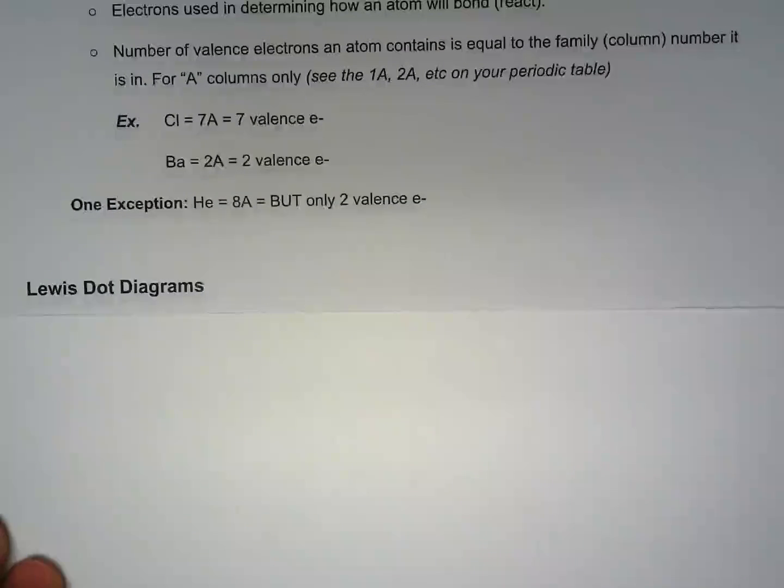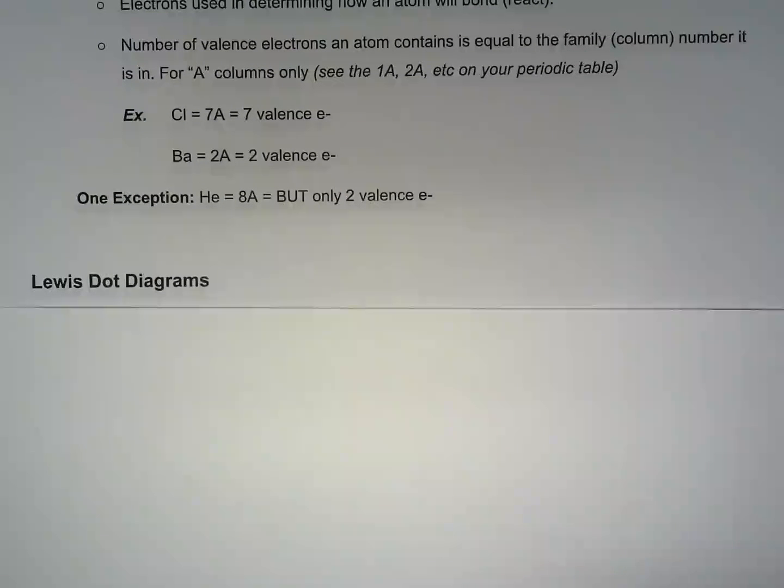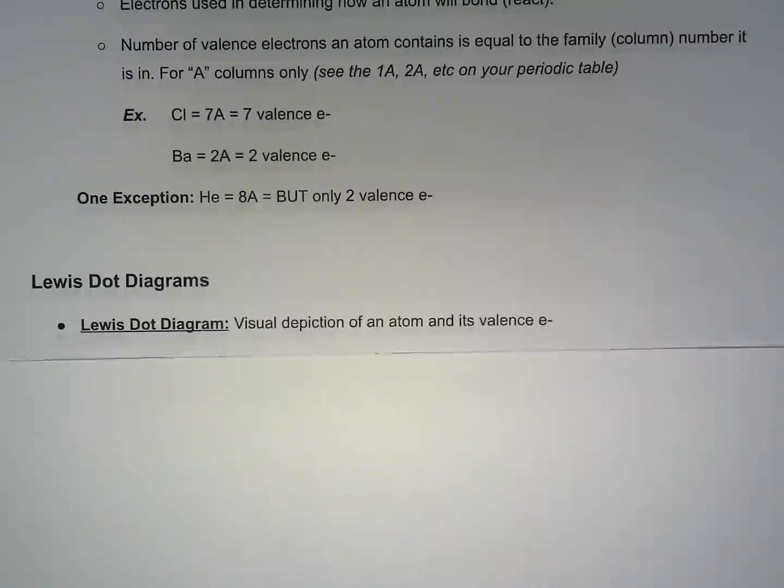Okay, so now that we have somewhat of a working idea of what valence electrons are, we can represent these valence electrons through what's called the Lewis dot diagram. A Lewis dot diagram is not only to show the number of valence electrons a particular element has, it's a really nice representation of showing how different atoms will bond to one another using little dots. So more or less, it's just a visual depiction of an atom and its valence electrons, and that's pretty much what I just said.